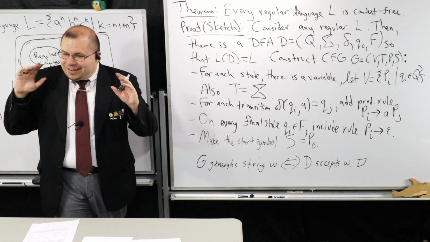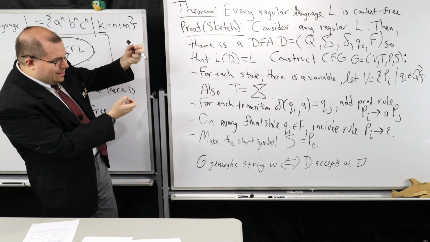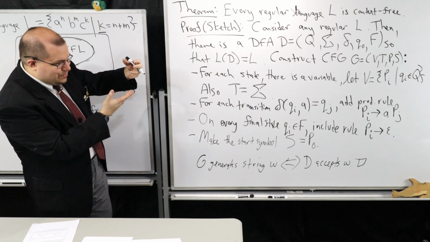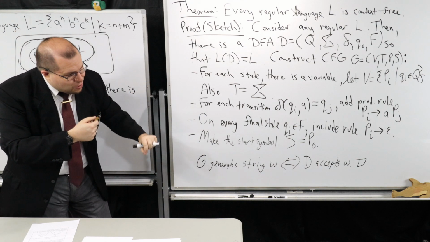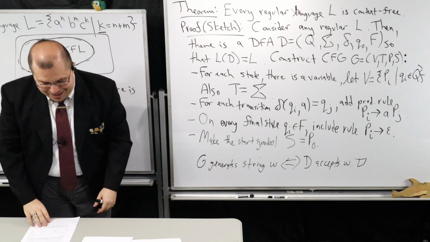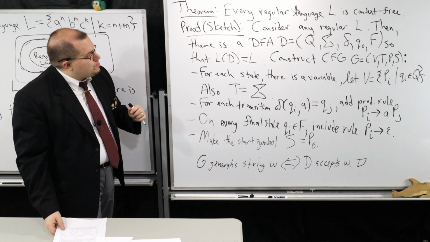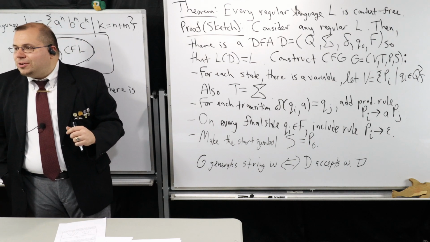So, like I said, just imagine I take the machine and I peel out all those paths, and I could think of them like production rules that I can navigate through substitutions. It's kind of neat, isn't it? But yeah, that's how you could prove that every regular language is context-free.